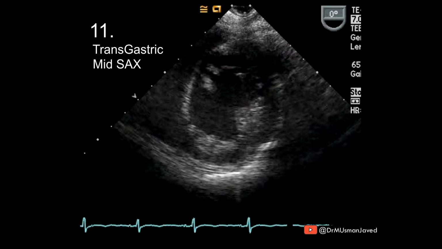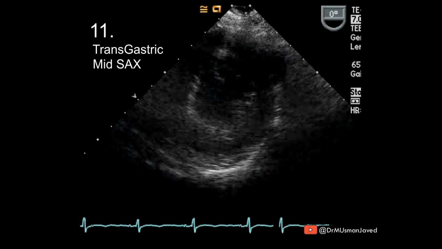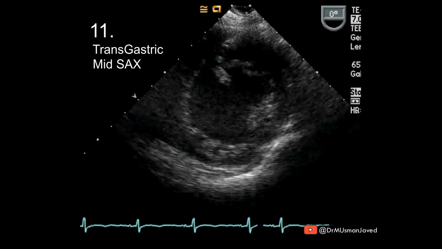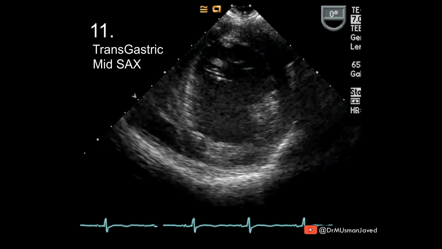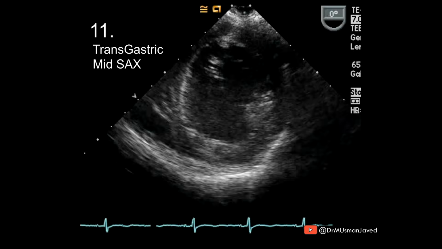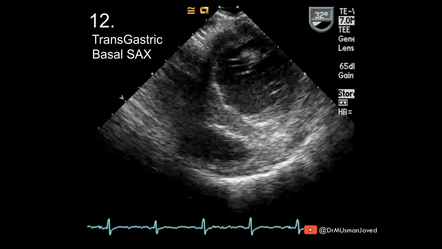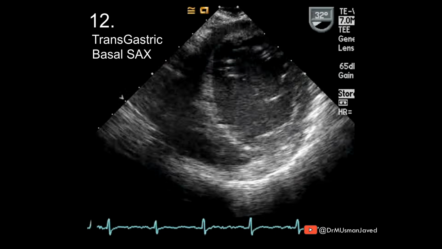Standard transgastric views are obtained by advancing the probe into the stomach at about 40 to 45 centimeters from the incisor teeth. At 0 degrees, short axis view is obtained, showing the left ventricular walls at mid-level. Note that by looking from the stomach, first visible wall is inferior, so it appears on the top of the screen, and anterior wall is at the bottom of the screen. By manipulating the probe to basal level, we can get short axis view of mitral valve.